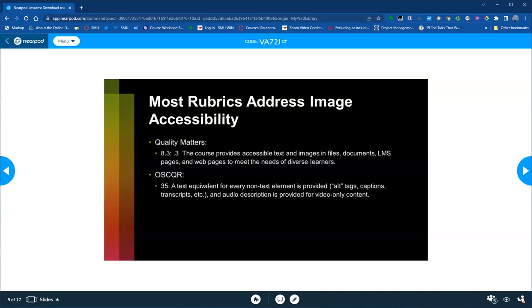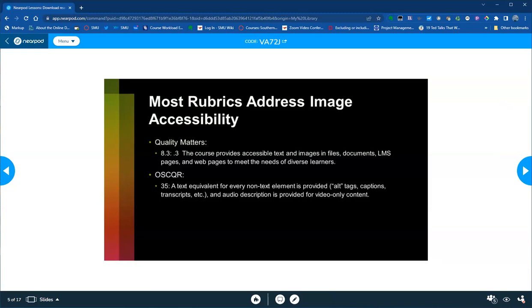The Quality Matters rubric in strand 8, specifically 8.3, talks about accessible text and images and explains that those need to be in the files, in any documents, on any page in the learning management system, on any web page that we send our learners to, that those images need to be accessible.